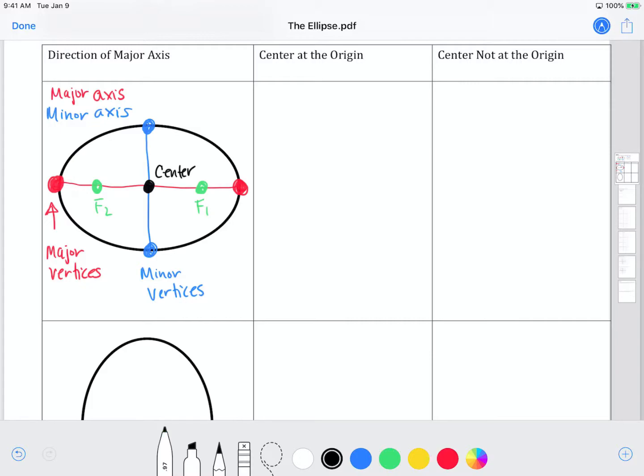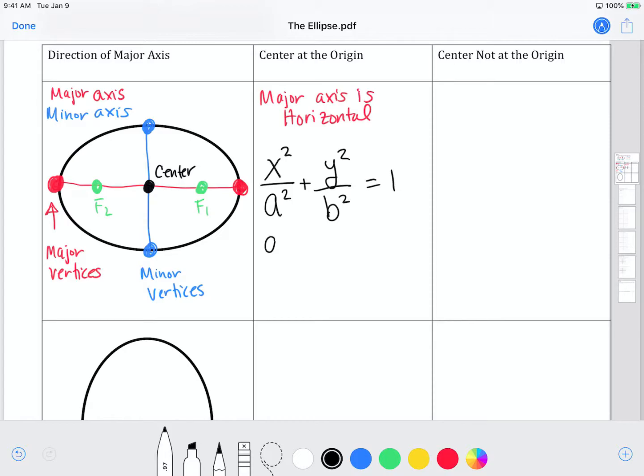Now, the formula for an ellipse will look like this. If the major axis is running horizontal, so this is if the major axis is horizontal. And this is also if the center is at the origin. So the center would be at 0, 0. So our formula would be x squared over a squared plus y squared over b squared is equal to 1.